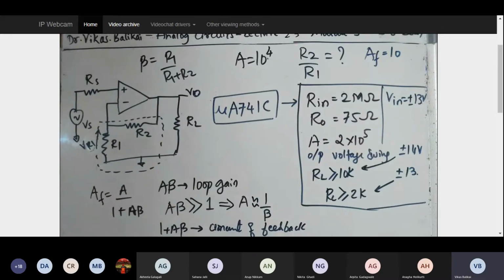Reply me, yes or no? Are you getting the point? You have to reply, guys, otherwise I'll stop the class. It is going very passive.